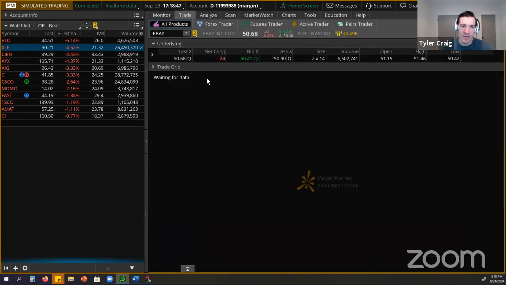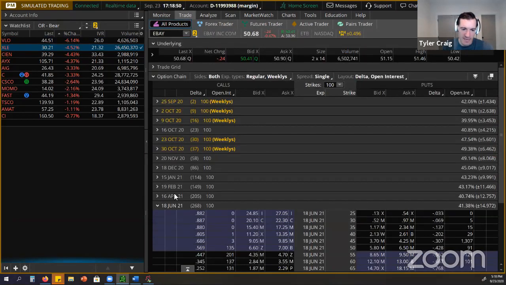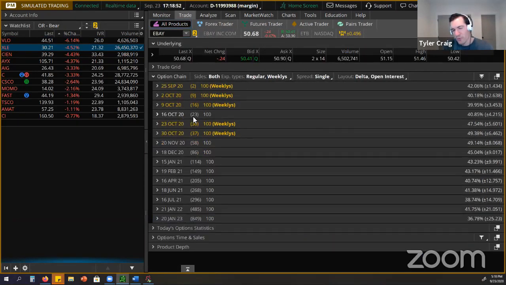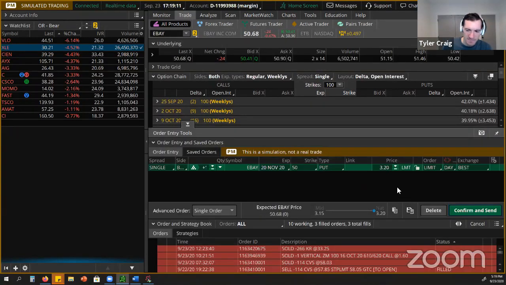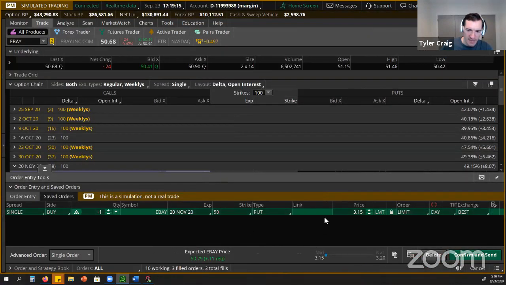So how would I build out a trade on this? I go to the trade tab. October, 3 weeks out. I don't know that gives me enough time. So probably thinking November, probably going out to November. It's a $50 stock. I don't know that I want to pay $6 for the in the money. I think I'd probably just buy the 50, pay about $3.15. So if I bought that put for $3.15, my risk is what I paid.